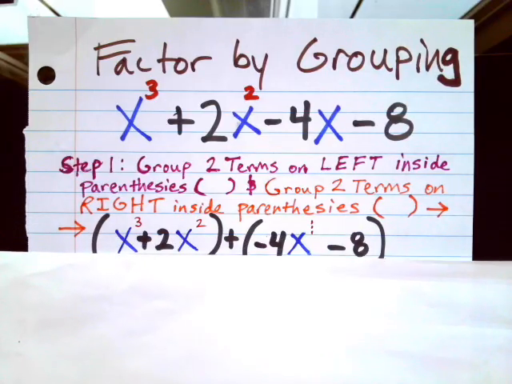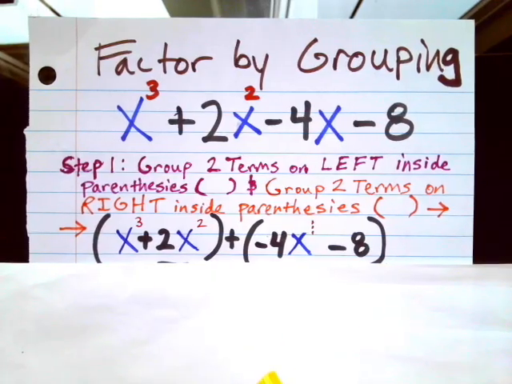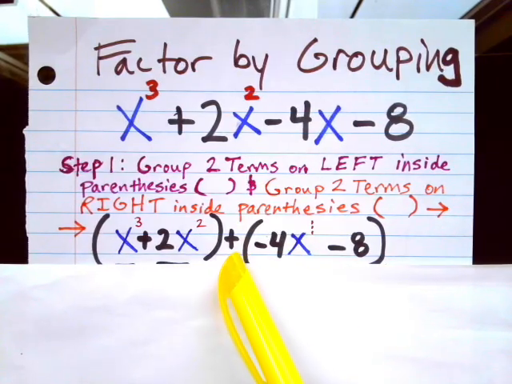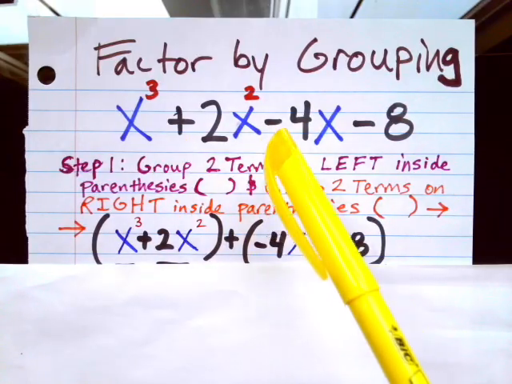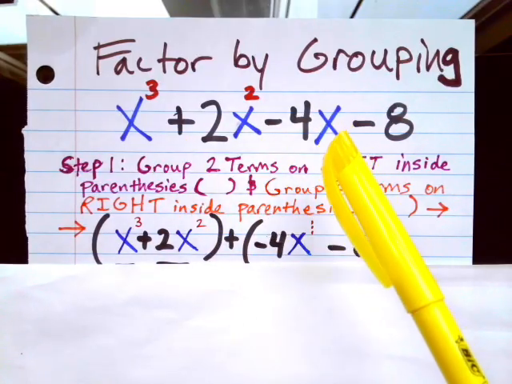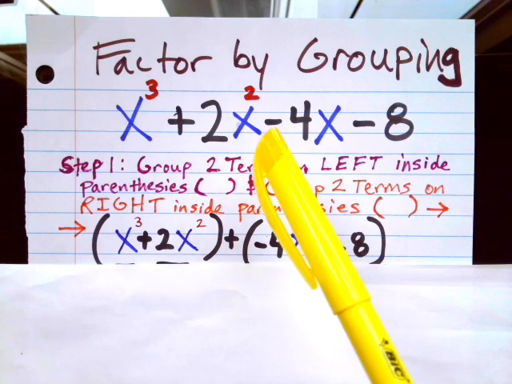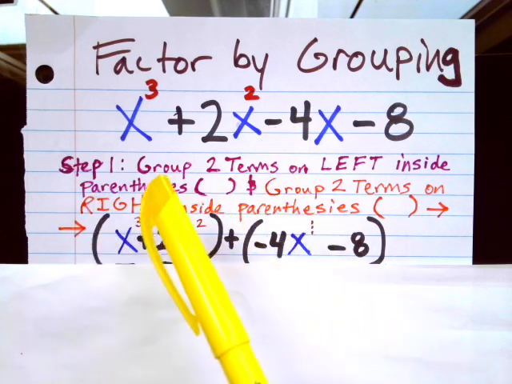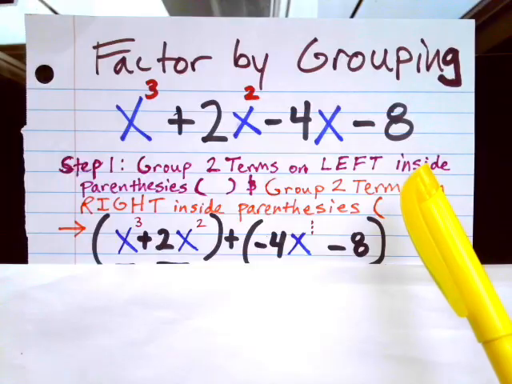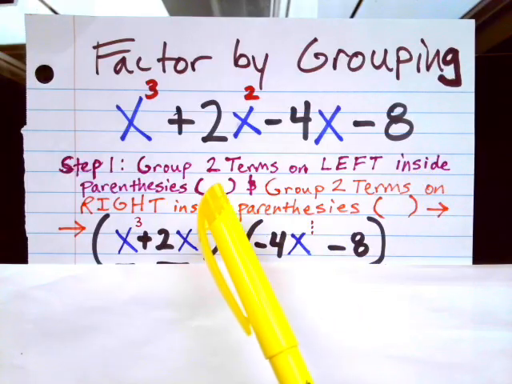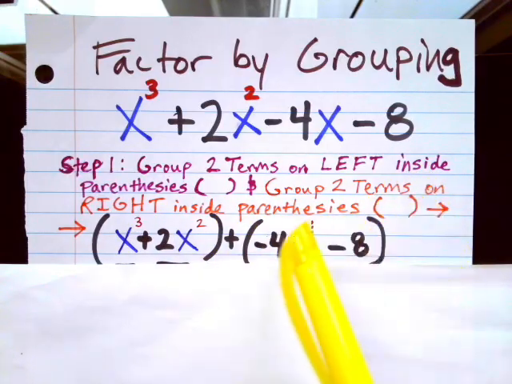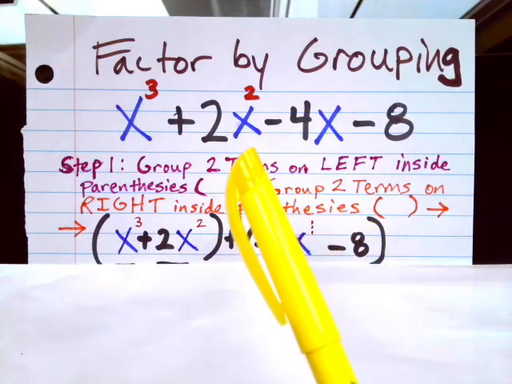So for step 1, first off, I just want to emphasize, you can put a plus sign between any 2 terms. It's not going to change a thing. It's only going to clarify. So here, step 1, group 2 terms on the left side inside parentheses, and then group the 2 terms on the right side inside parentheses. And that's what I've done.